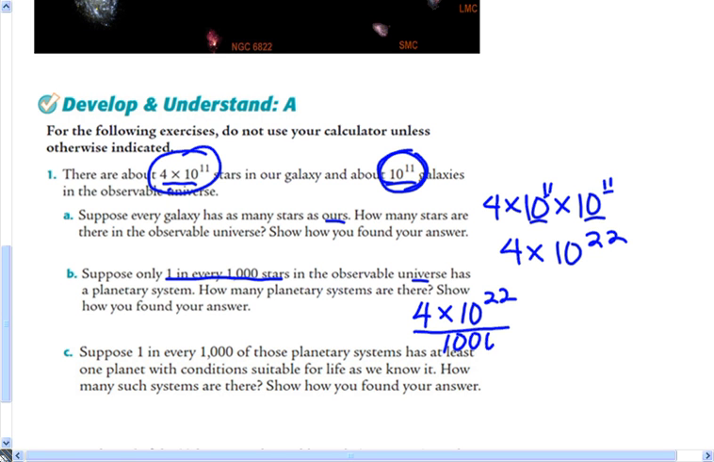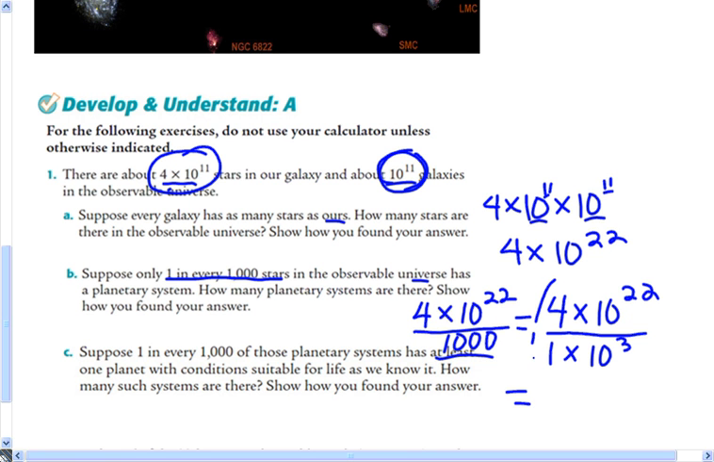So this is a division problem. To do that, I'm going to simplify it for myself here. I'm just going to do 4 times 10 to the 22nd, and I'm going to change 1,000 into scientific notation, which is 1 times 10 to the third. And then all I need to do is divide these two numbers.